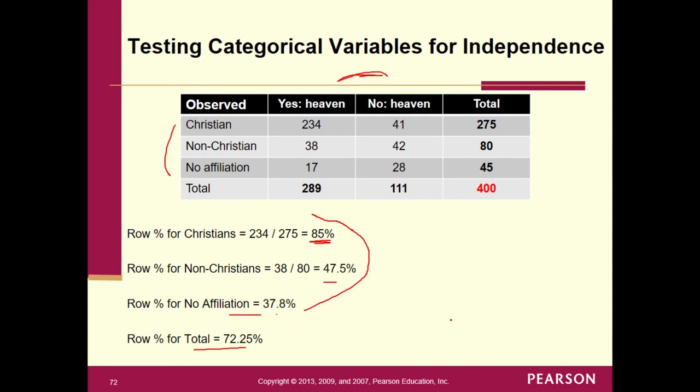All right. So a big difference leads to big test statistics, and that's going to lead us to small p-values and rejecting the null and saying that the variables are dependent.